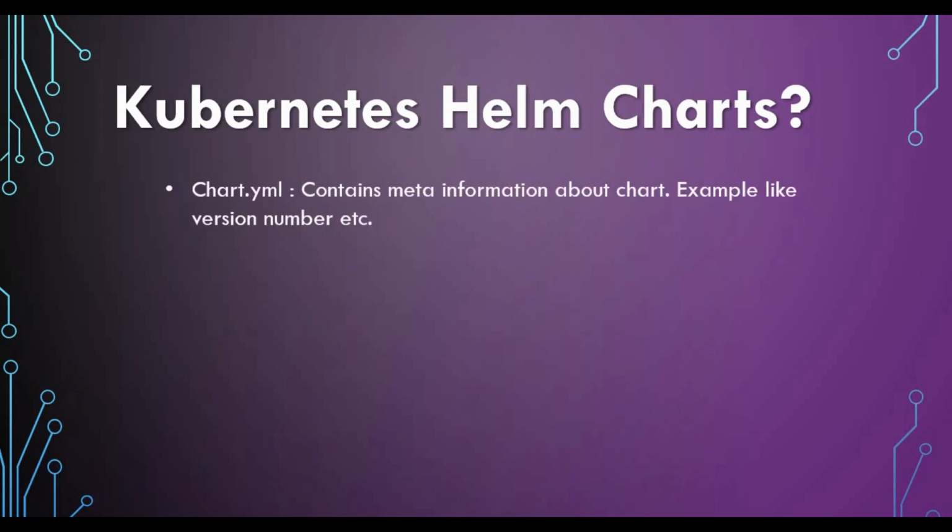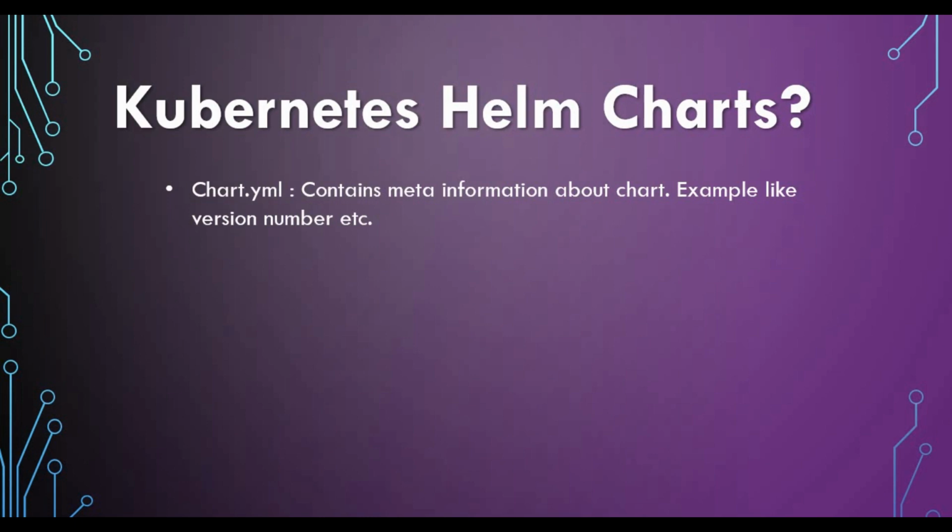So what about chart.yaml? chart.yaml contains the meta information about your chart. So for your application, you are creating a Helm chart, right? In that you may define the name of your application, the version number, the different configurations, right?